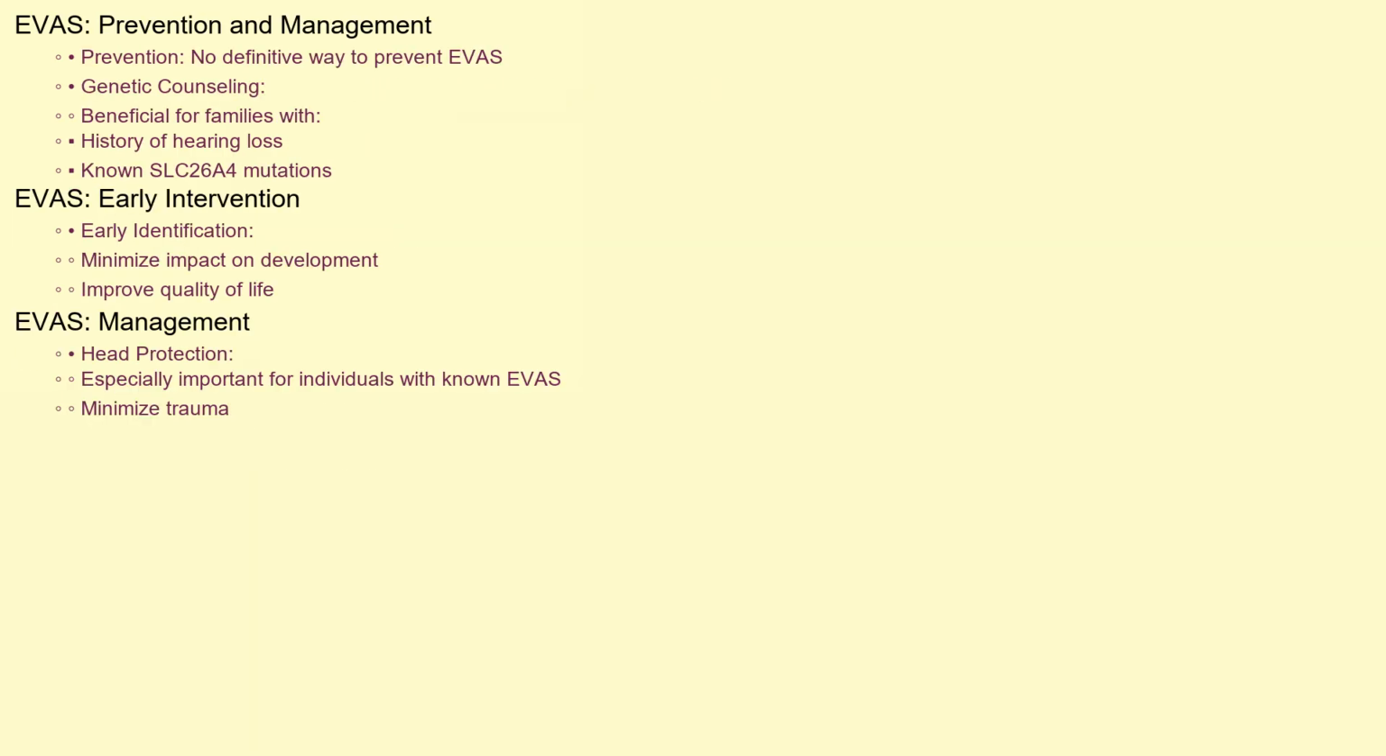While there's no definitive way to prevent EVAS, genetic counseling may be beneficial for families with a history of hearing loss or known SLC26A4 mutations. Early identification and management of hearing loss can help minimize the impact of EVAS on a child's development and quality of life. Protecting the head from trauma is always a good practice, especially in individuals with known EVAS.